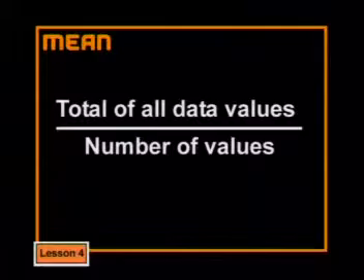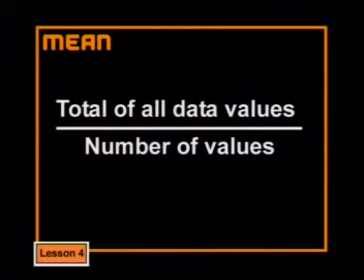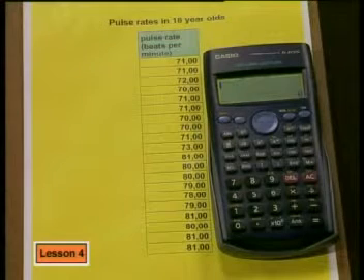When the data values are measurements, the mean is usually a more useful average than the median. The mean considers the value of each measurement and not just its position in the list of data. Do you remember what the mean is? The mean is the total of all the data values divided by the number of values that you have in your data set. So, I can add all these values together.